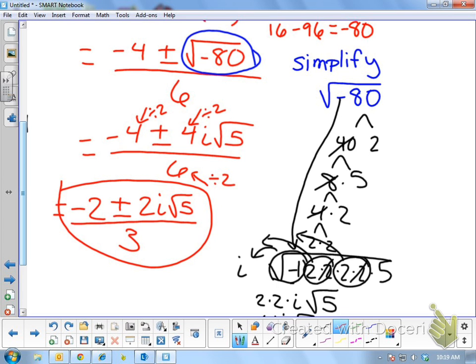I think it's harder to simplify this quadratic formula than it is to use the quadratic formula. There's a lot more going on. So we have about 10 minutes to start on our assignment.